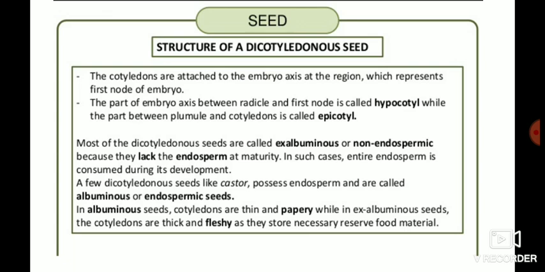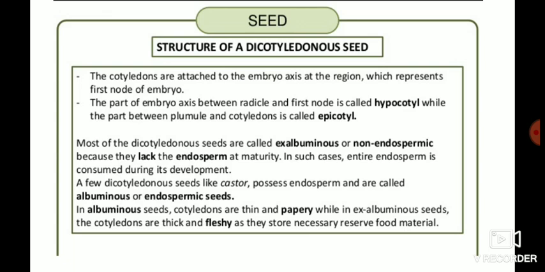A few species of dicotyledons, like castor, possess endosperm at maturity and are known as albuminous or endospermic seeds. In albuminous seeds, the cotyledons are thin and papery, while in exalbuminous seeds, the cotyledons are thick and fleshy because they store the necessary food material.